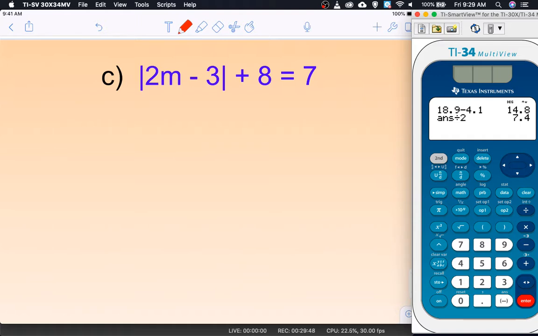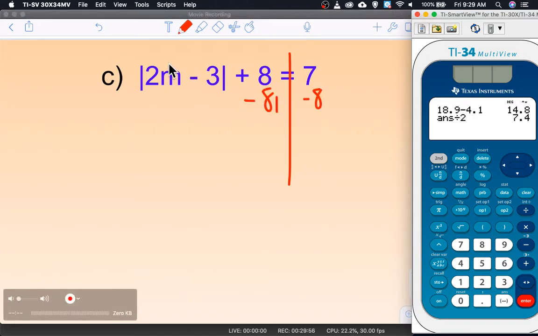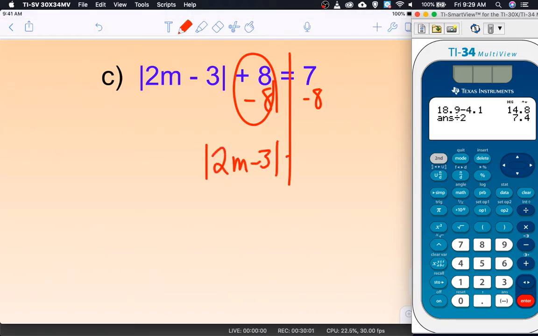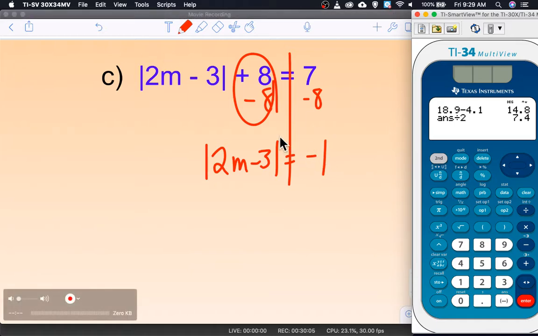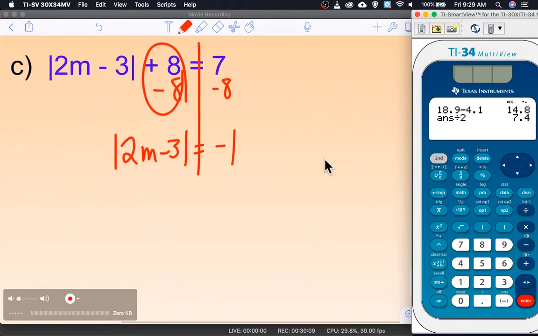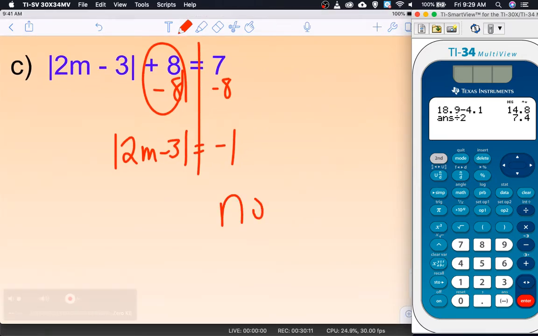Okay, so this does not have a solution because when you subtract 8 on both sides, in order to get the absolute value by itself, this cancels. Absolute value of 2m minus 3 is equal to negative 1. That is not allowed. You cannot have absolute value equaling a negative number. That is not allowed. This has no solution.